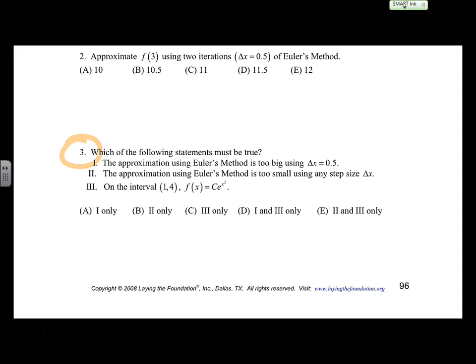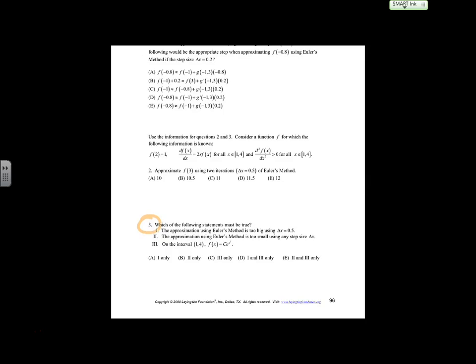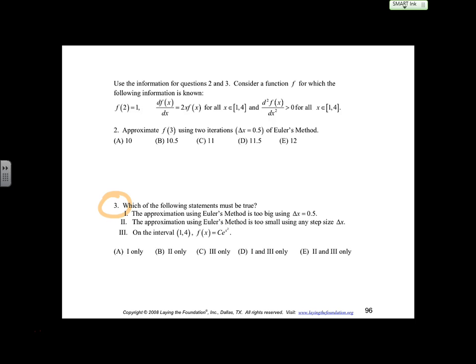Okay, 2 and 3. No, no, seriously though. I figured out 2. The approximation. Okay, we have information up above, right? f(2) equals 1, the derivative of f equals 2x f(x), and the second derivative is positive. So I have a formula for the first derivative. I know that I have a positive second derivative. That means that it's concave up, so it's going to be an under approximation. So, and then interval 1 to 4.